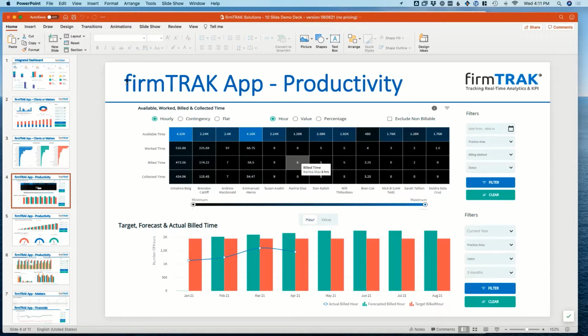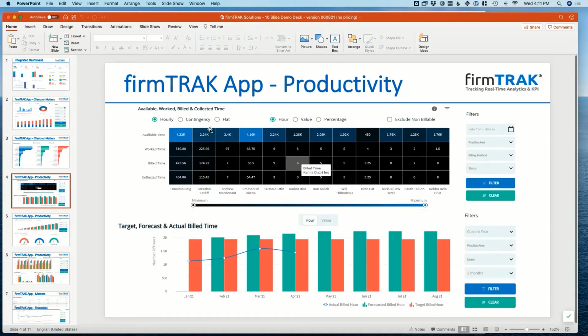Under target, forecast, and actual billed time, this takes a look at things globally, without any filters in place. It looks globally at the total amount of target billables that you have within the firm, the forecast that's necessary based upon past production, and the actual billed time that's shown within the law firm. You can take a look at each individual user by filtering by users to determine the targets and whether or not your actual resource is on track to hit their billable targets.